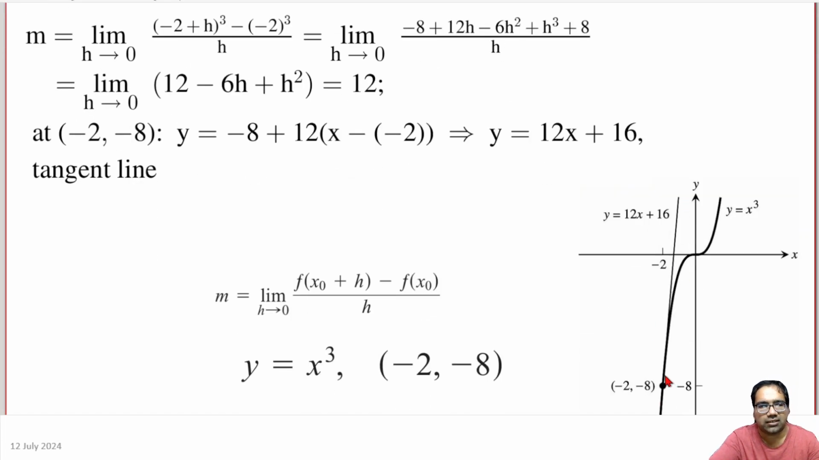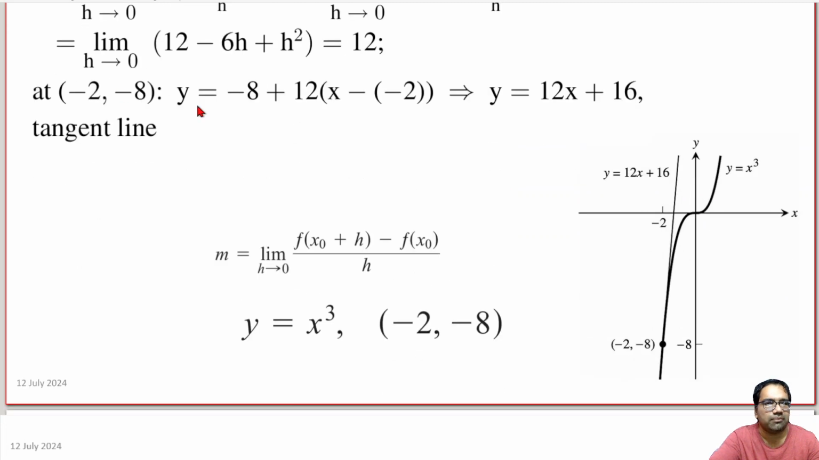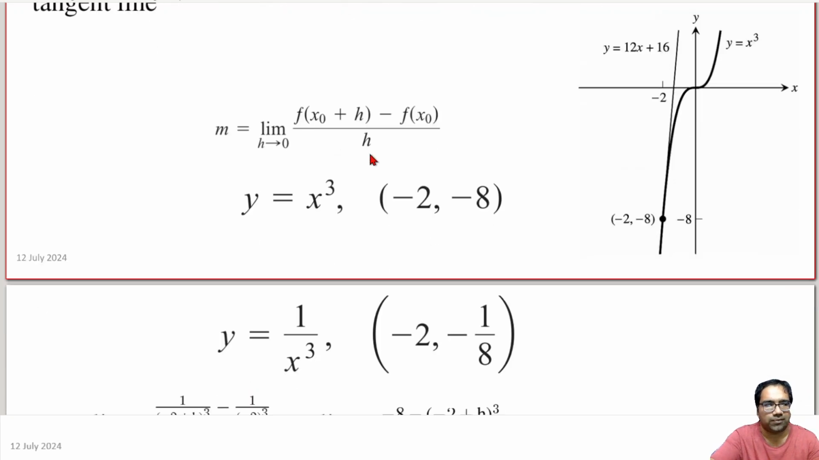Now slope of 12, and the line is passing through minus 2 comma minus 8: y equal to y1 plus m into x minus x1. So the equation of the tangent is y equal to 12x plus 16, right? Slope is 12.